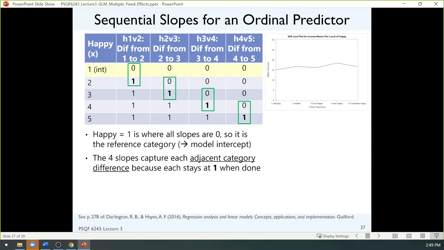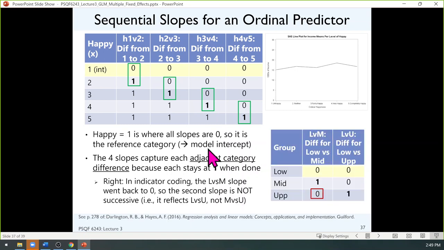So this is a different style of coding than what we did for the golf in your homework and what we did for the working class variable earlier in this lecture. Now here's the difference. It boils down to what happens in these off cells.